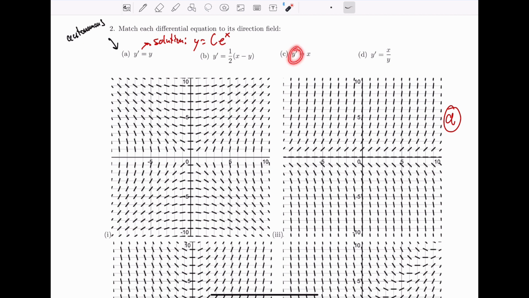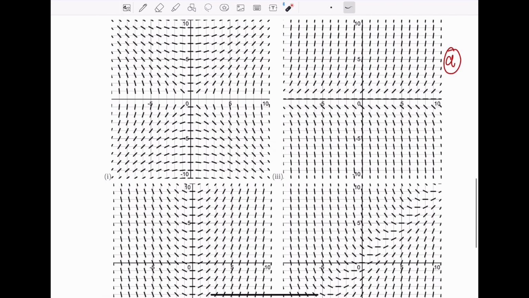Here the derivative does not depend on y, it only depends on x. So if we were to look at a vertical line, the different y values would not influence the slope. So the slopes should all be the same along a vertical line. Which slope field satisfies that?